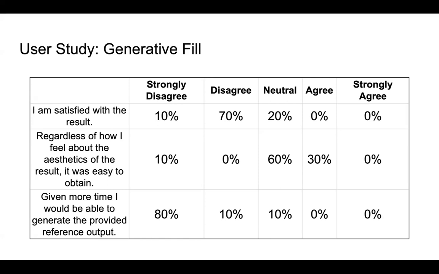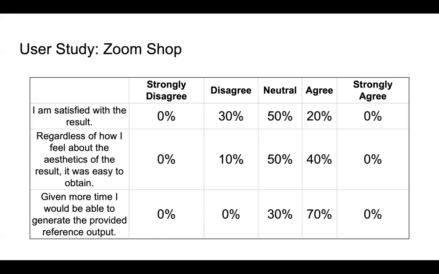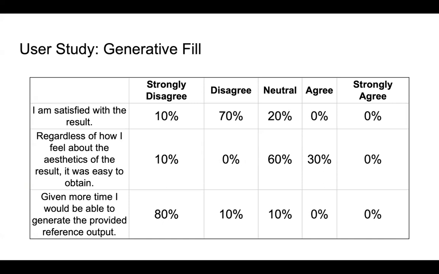The main takeaways from this user study were that for editing scale and foreshortening of complex scenes, the ZoomShop interface and algorithm is much more user-friendly, with 70% of users feeling comfortable that with more time, they could recreate the reference output, while only 10% of participants felt even neutral about recreating the reference output with generative fill. For this specific objective, it is extremely difficult to preserve the content of the original scene using purely generative fill.